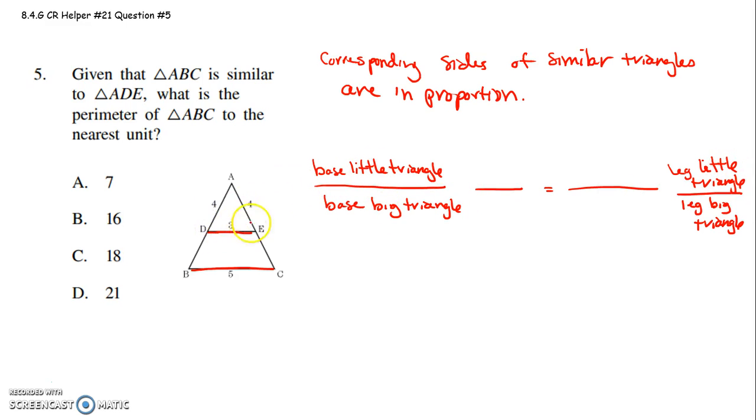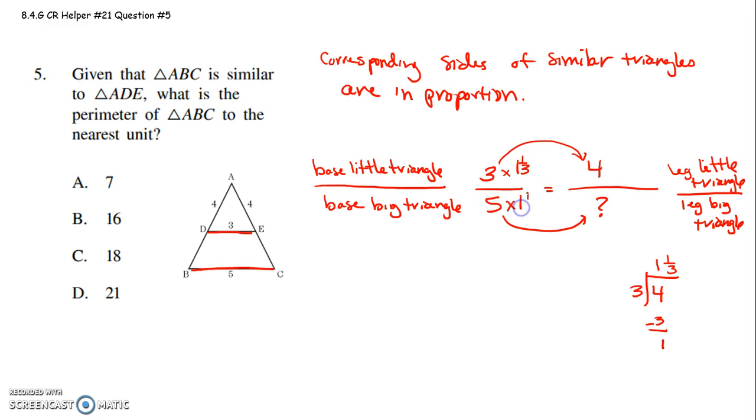So I'm going to do the little base, which is 3, to the big base, which is 5. I'm going to take one of the little legs, which is 4, to the big leg, which I don't know. So here I have to say 3 times what gets me to 4? You'd have to take 4 and divide by 3. 3 goes into 4 once. 1 times 3 is 3. Subtract off. So 1 1/3. 3 times 1 1/3 gets you to 4. So I have to multiply 5 by 1 1/3. Whatever you do to the numerator, you do to the denominator.